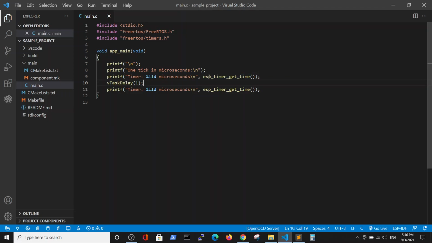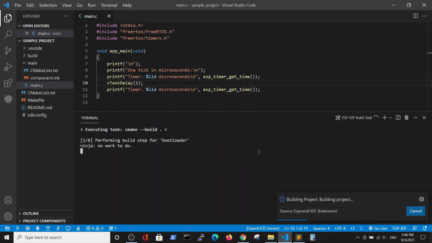We will measure the timer before and after the delay and see what the difference is. Please remember that also in previous videos we talked about the tick period, which was defined as 10 milliseconds, and we can see if this will be 10 milliseconds or less. So let's compile this.